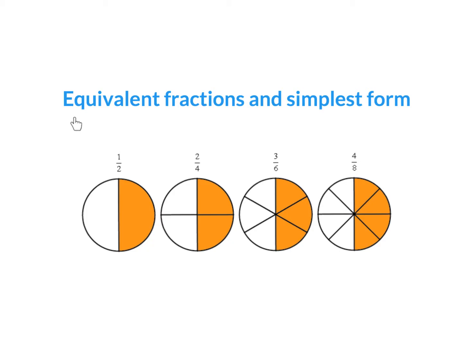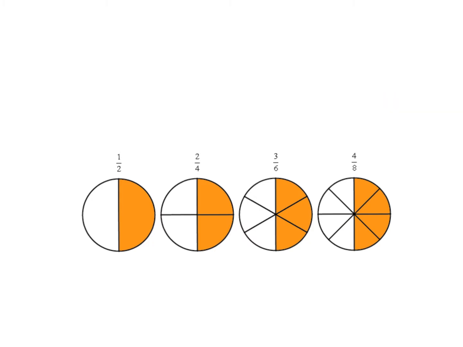Hi, and in this video we're going to be looking at equivalent fractions and also going to be looking at simplest form. By way of an example, we can see that a half can be rewritten as another fraction as 2 over 4, or 2 quarters. Look at the amount of shaded area. There's exactly the same shaded area over here.